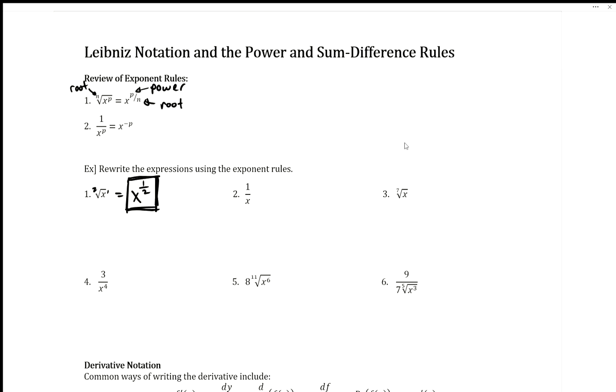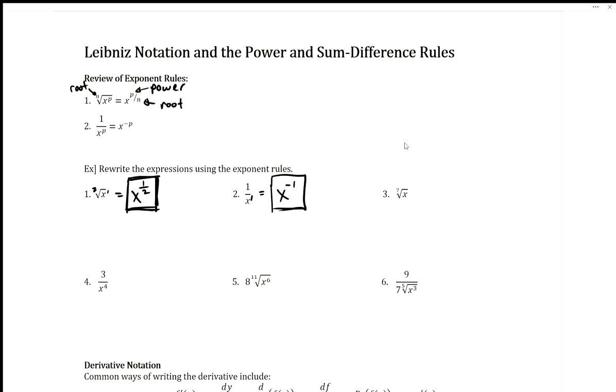Okay, and then number 2 here, that is 1 over x to the first. So we can use our number 2 rule up above. We can flip to make the power negative. That's it.